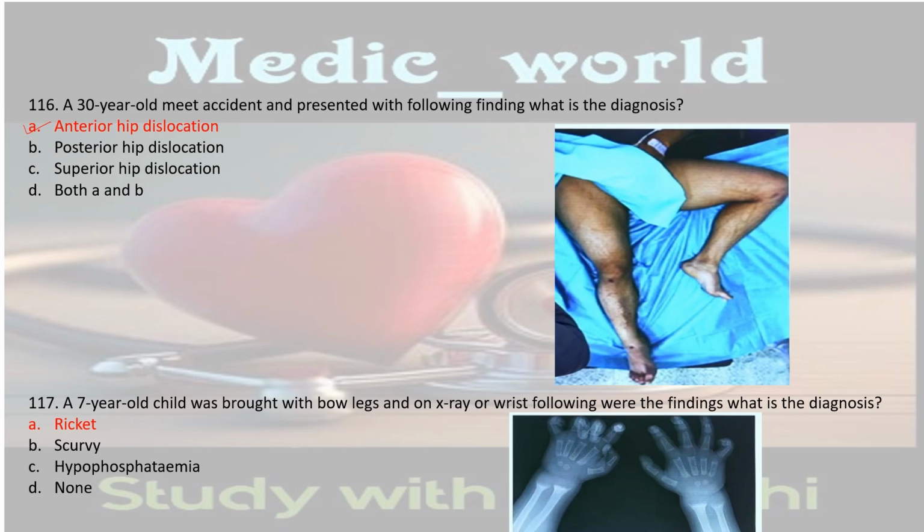A 7-year-old boy was brought with bow legs and on X-ray of the wrist the following were the findings. What is the diagnosis? Here the diagnosis is rickets.